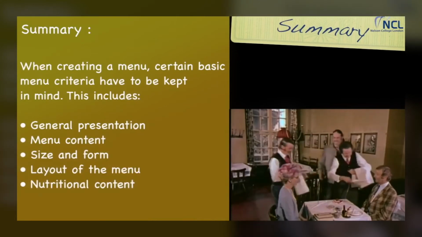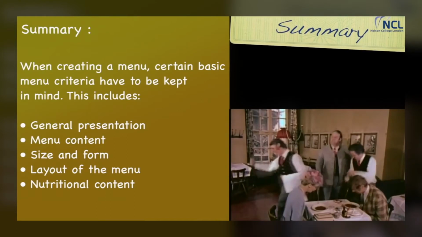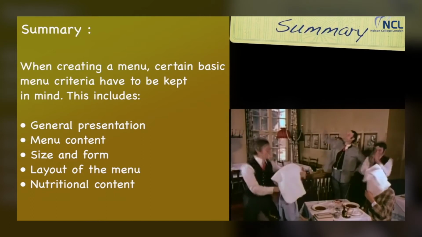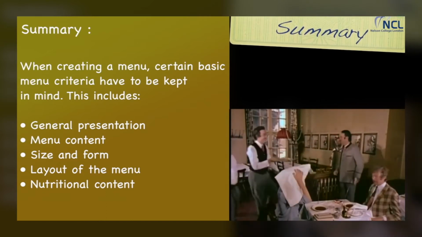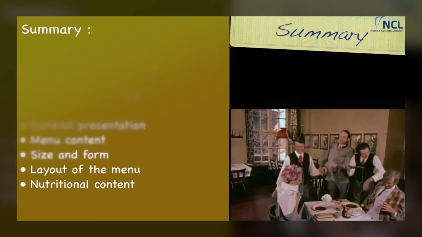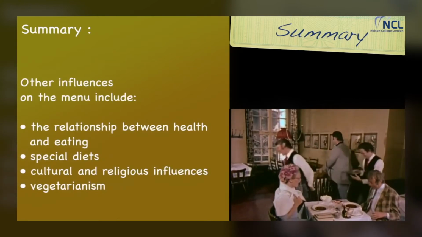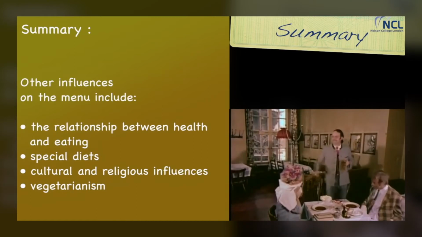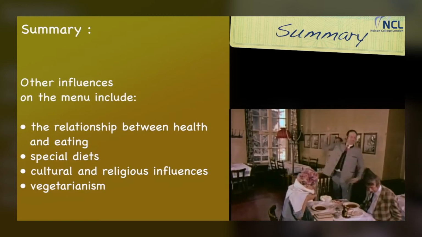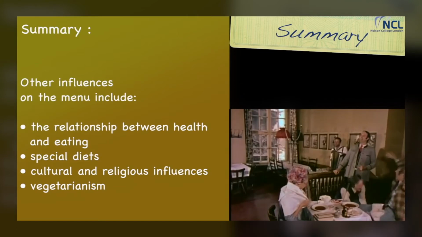So let's summarise what we have learnt today. When creating a menu, certain basic menu criteria have to be kept in mind. This includes general presentation, menu content, size and form, layout of the menu, and nutritional content. Other influences on the menu include the relationship between health and eating, special diets, cultural and religious influences, and vegetarianism.